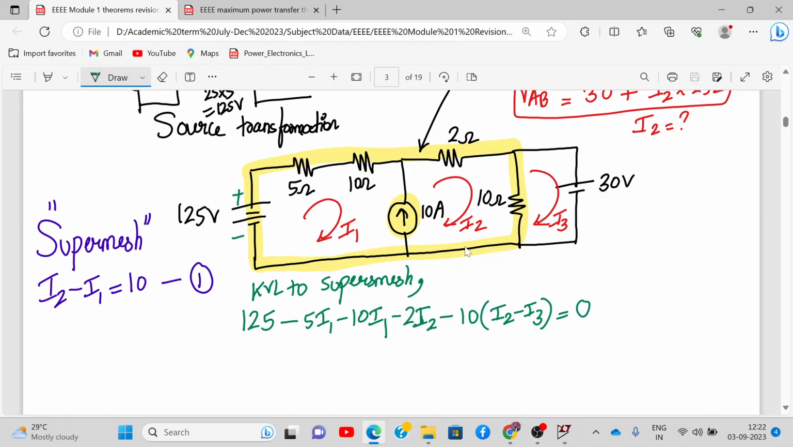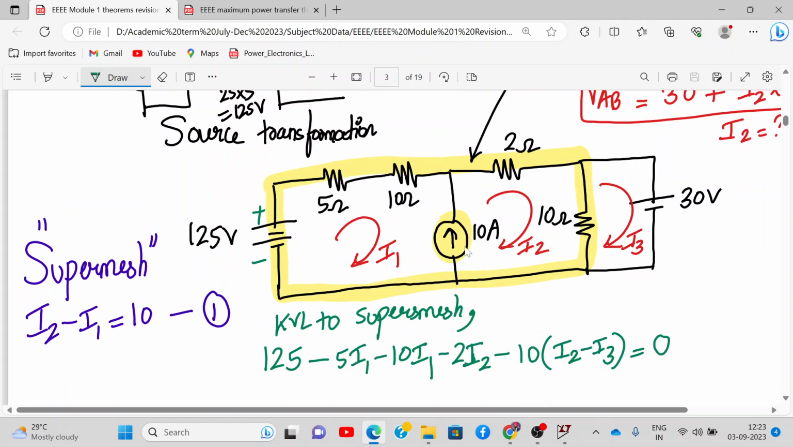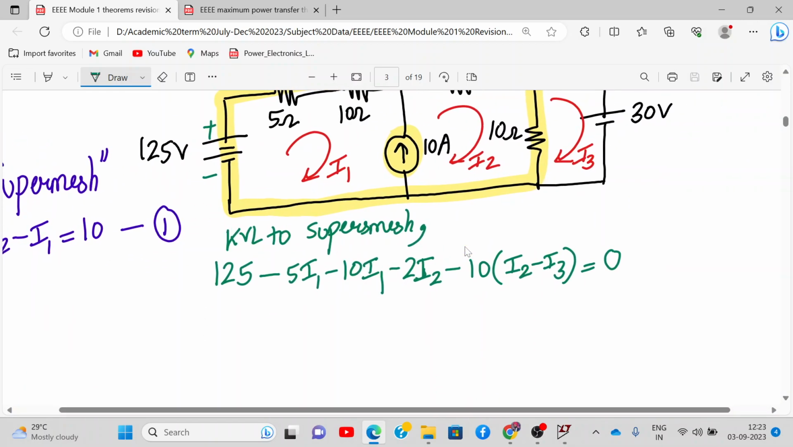Got it. Where did I1 come from? I1 is not there here. It is set between loop 2 and 3. Now we solve this systematically. So here we'll get minus 15 I1 minus 12 I2 plus 10 I3 is equal to minus 125. This is equation number 2.